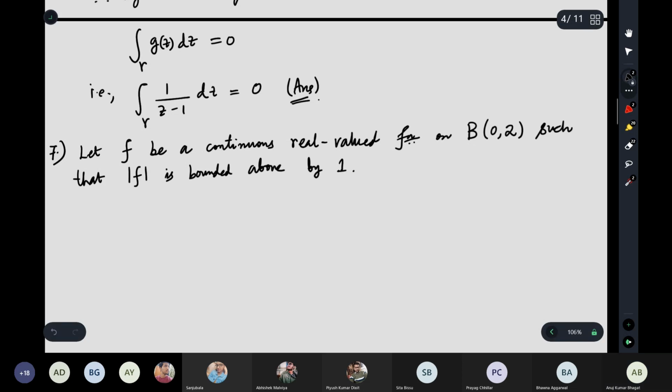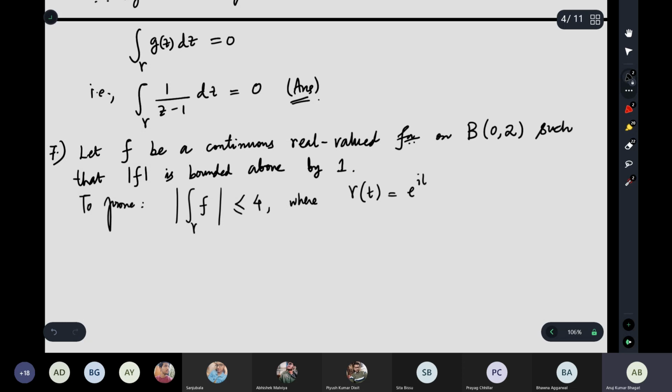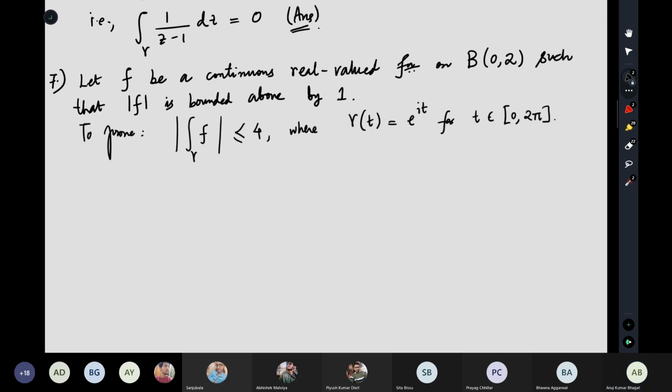Okay, show that this integral over gamma is lesser or equals to 4, where gamma is again the circle, gamma t is the unit disk basically, for t in 0 to 2 pi. So obviously the first thing that we will think to apply here is the ML inequality, but with that we are getting an upper bound that is not 4. Okay, so we'll try a different process.